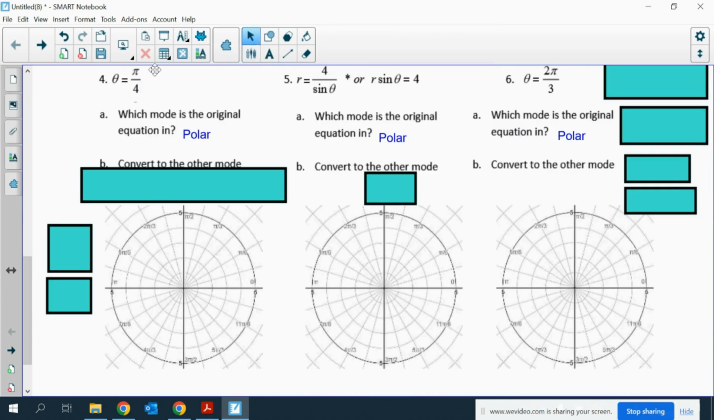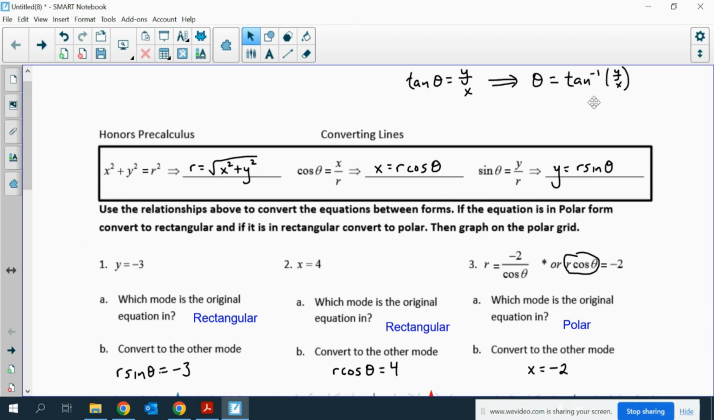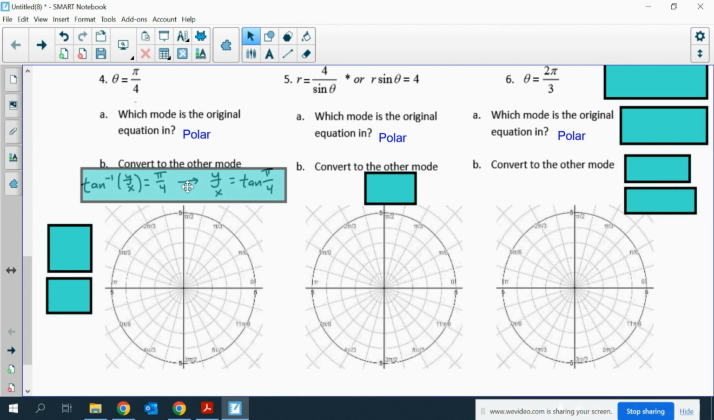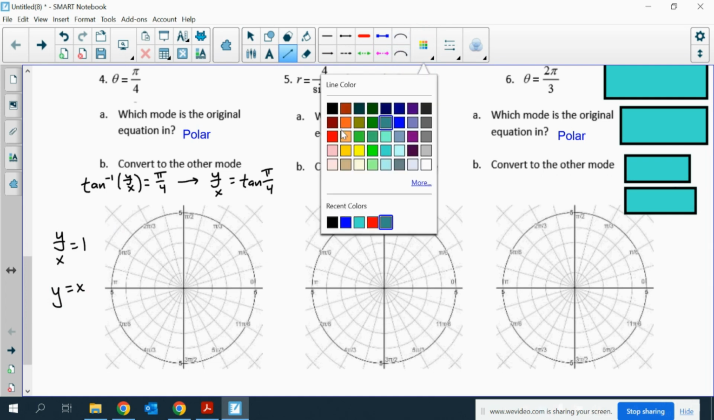Now number four, theta equals pi fourths. We're going to use this equation in order to get it in terms of y's and x's. So I replace theta with tangent inverse of y over x. Then I take the tangent of both sides. Tangent of pi fourths is 1. So we have y equals 1x, or y equals x.